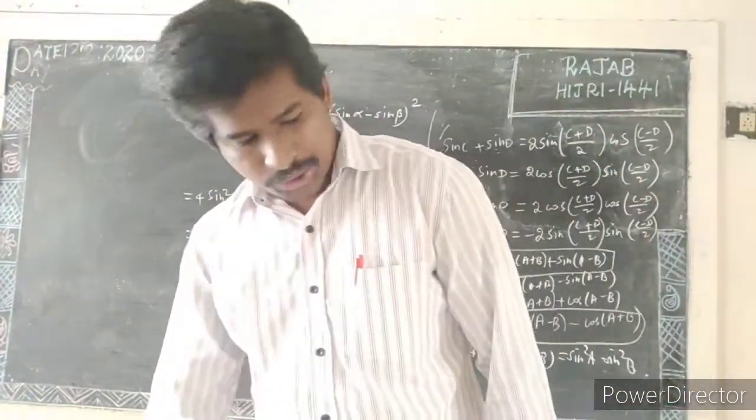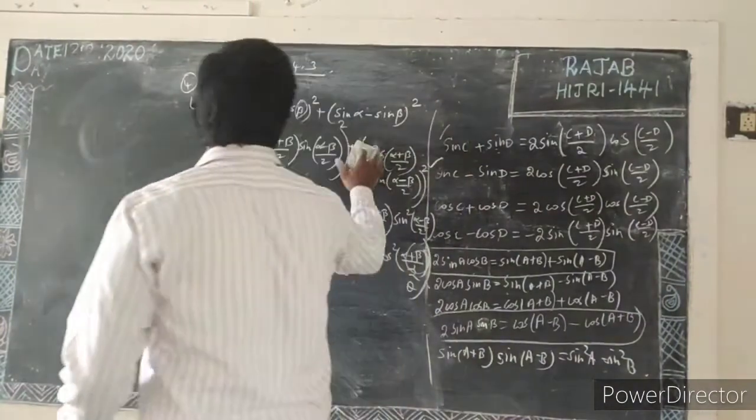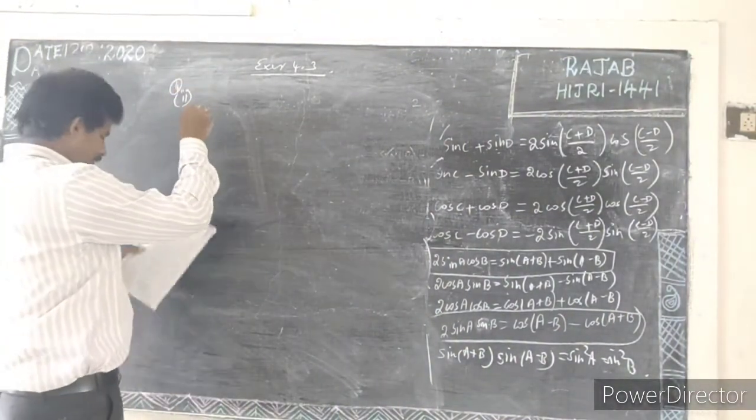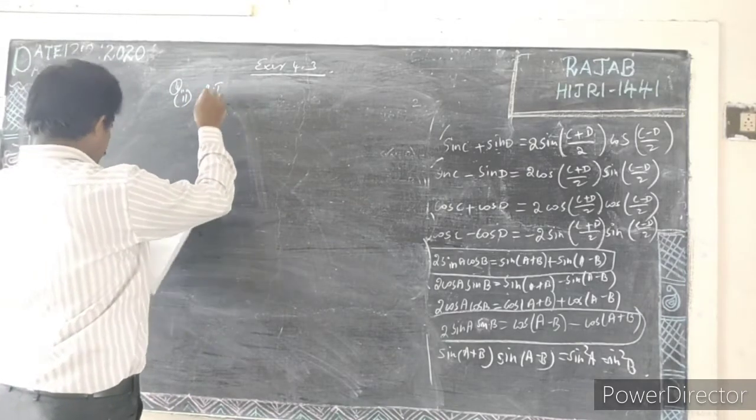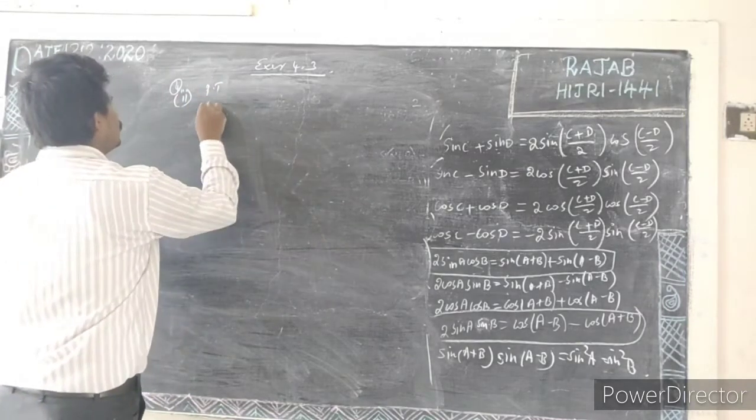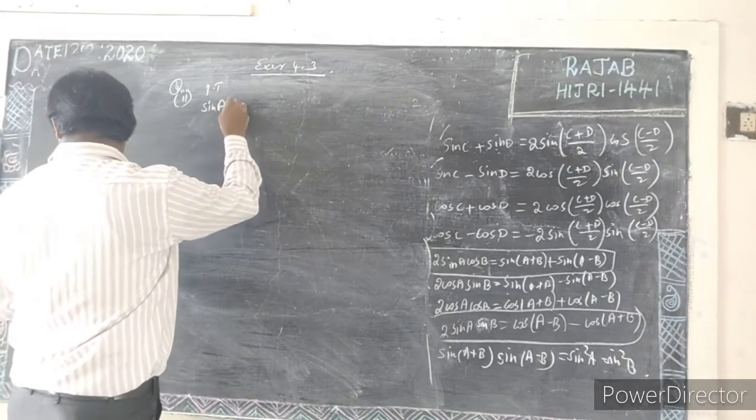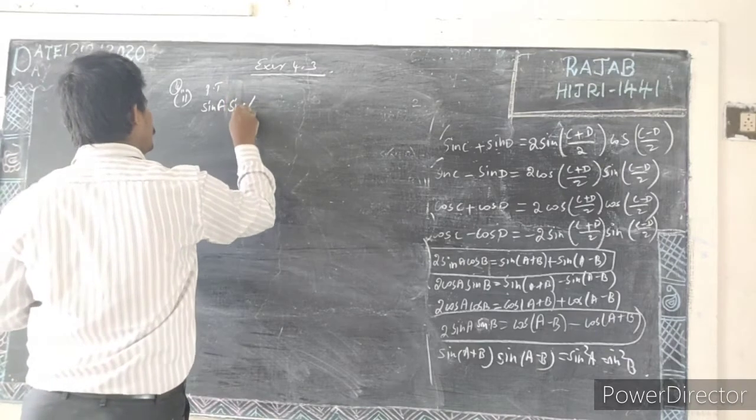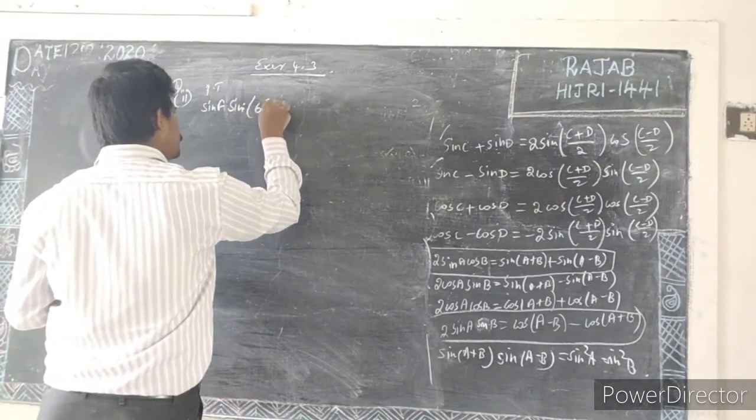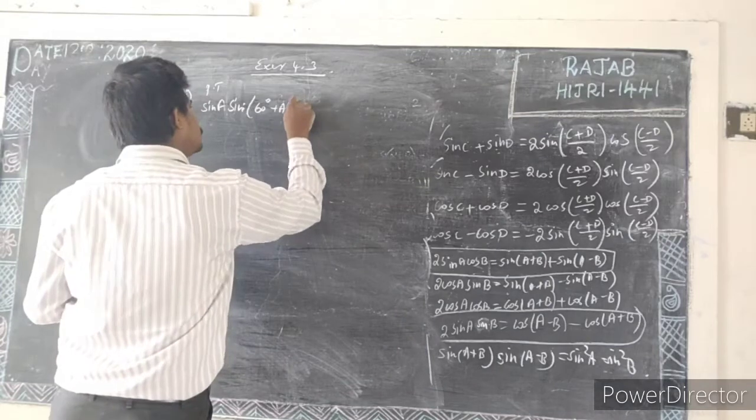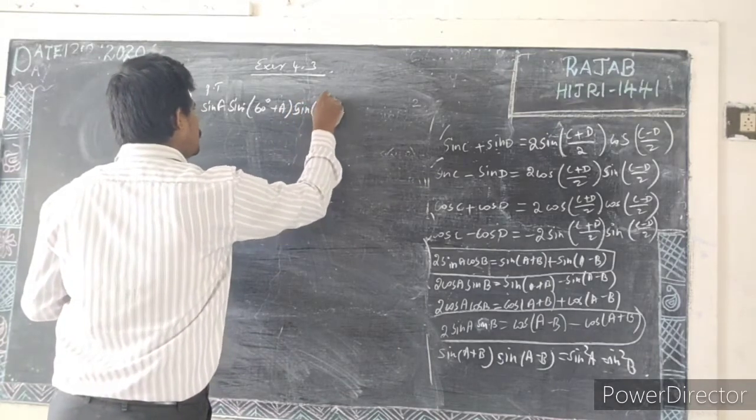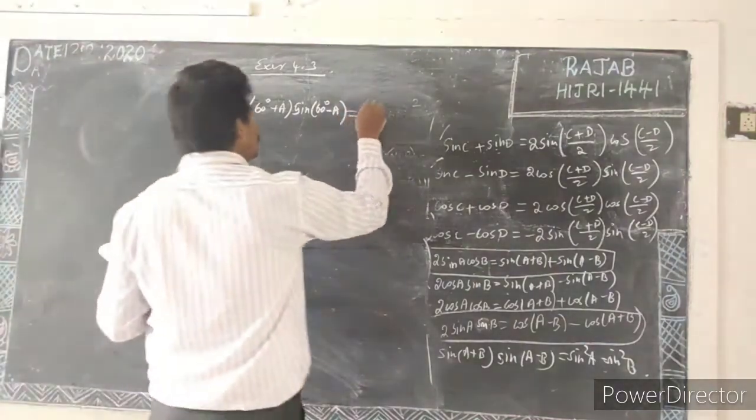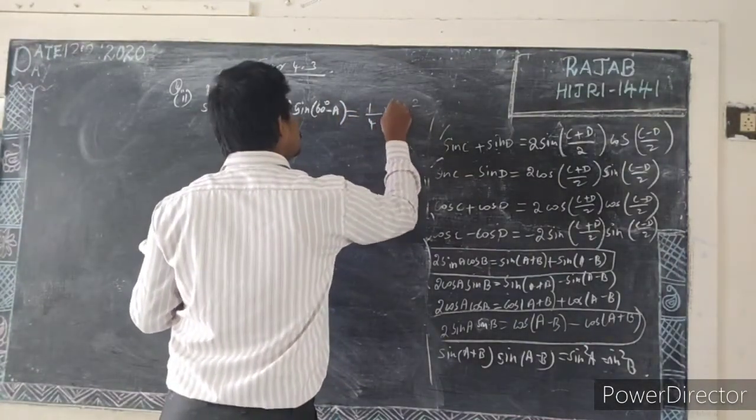Look at the next one, the second one. We are having: prove that sin A sin of (60 degree plus A) sin of (60 degree minus A) equal to 1 by 4 sin 3A.